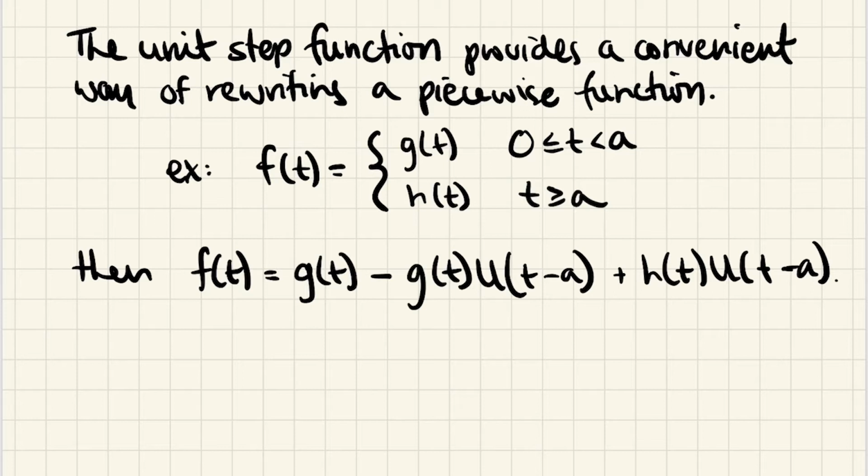So remember, the unit step function either outputs 0 or 1. If t is less than a, then the unit step function outputs 0. And that means both of these terms disappear, and f of t is represented by, of course, just this g of t, which survives. On the other hand, if t is greater than or equal to a, then the unit step function outputs 1, in which case all three of these terms exist. But g of t cancels with the negative g of t here, and we're just left with h of t times 1, which is h of t. So the function's expressed by h of t in that case.